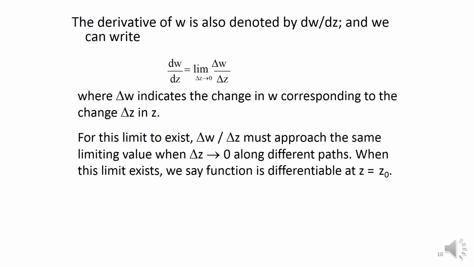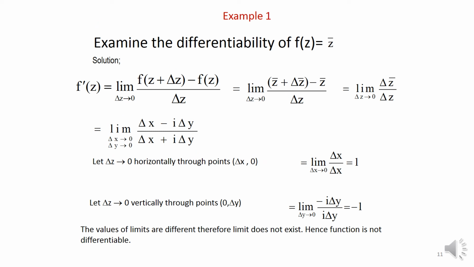When this limit exists, we say the function is differentiable. Let's examine the differentiability of f(z) = z bar, which is the conjugate of z. So we use the standard differentiability formula, substitute the value as z bar, and simplify it. We get limit delta z tends to 0 of del z bar/del z. We write down values in the form of x and y, so delta z becomes delta x + i delta y, with delta x and delta y tending to 0. And this is the conjugate, so (delta x - i delta y) upon (delta x + i delta y).